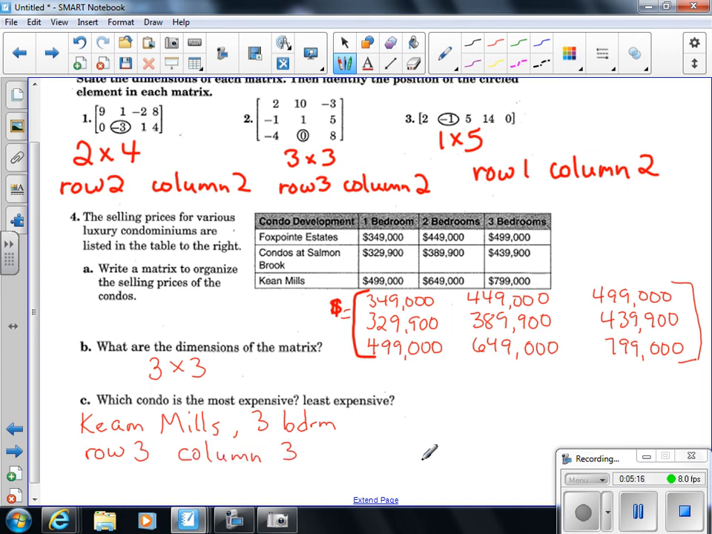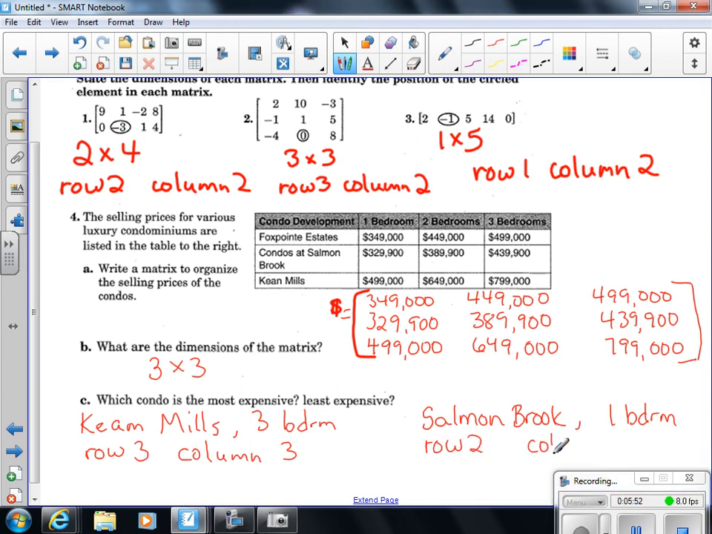What about the least expensive? The least expensive is 349,000 cents, and the smallest, it would be 2-1. Or we can say the Salmon Brook. And it is the 1-bedroom. Or I could say row 2, column 1.